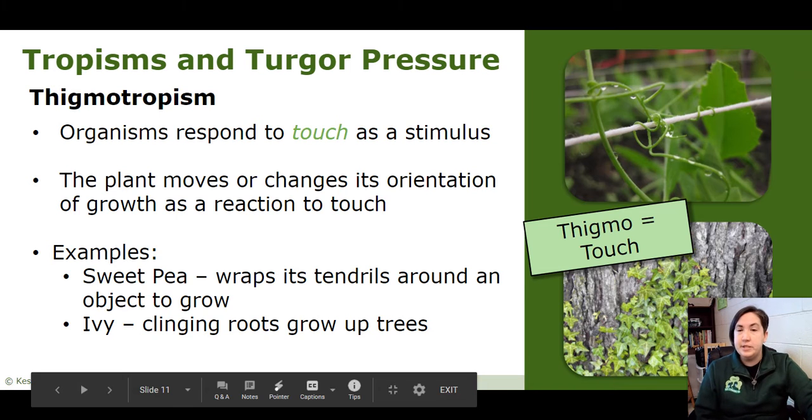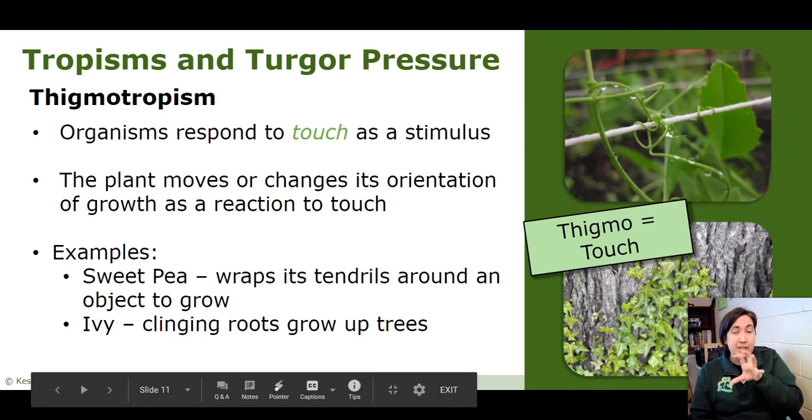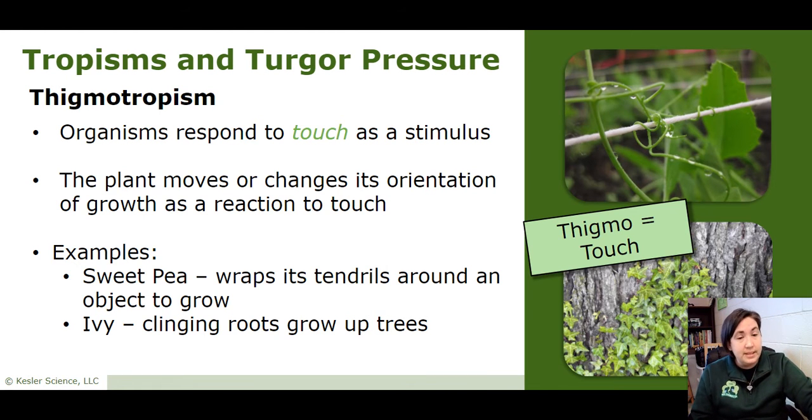Thigmotropism. Organisms respond to touch as a stimulus. The plant moves or changes its orientation of growth as a reaction to touch. Example, sweet peas and grapevines are another one. They wrap their little tendrils around an object to grow. So when they come in contact with an object, they start wrapping themselves around it and holding on to it. Ivy also clings to the tree, the roots actually cling and work their way up. So thigmo means touch.